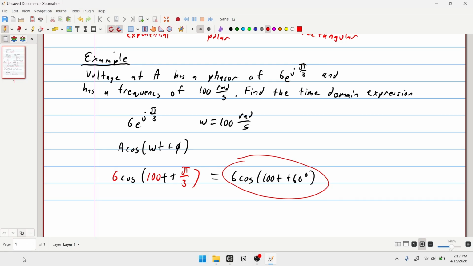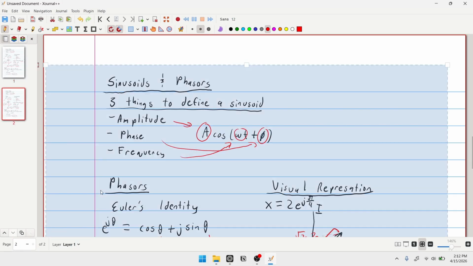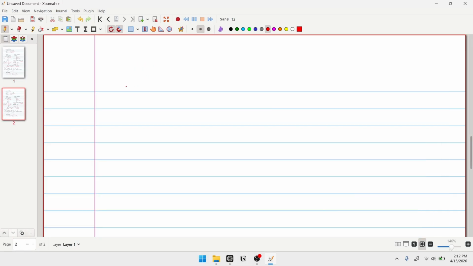So next, let's go over phasor arithmetic.